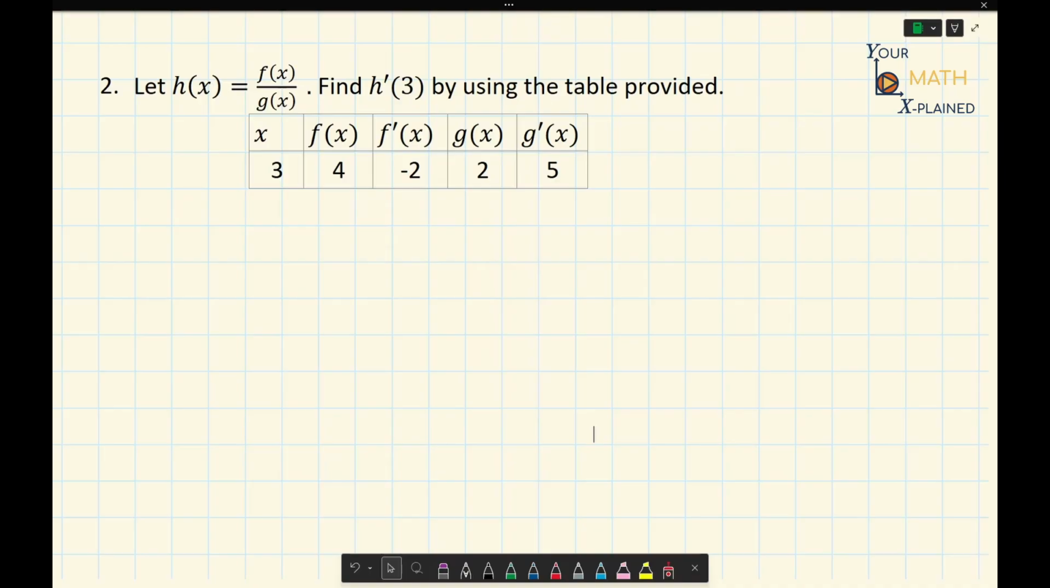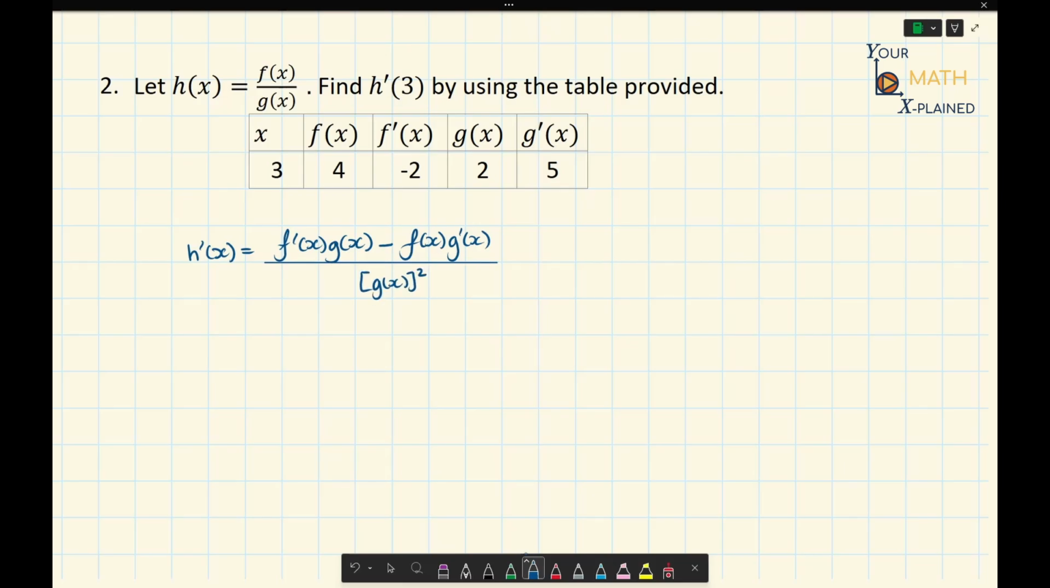So in order to find h prime of 3, we need to first figure out what the derivative of h is. And we're going to be using the quotient rule for that. So h prime of x is going to be equal to f prime of x times g of x minus f of x times g prime of x, and then this is over g of x all squared.